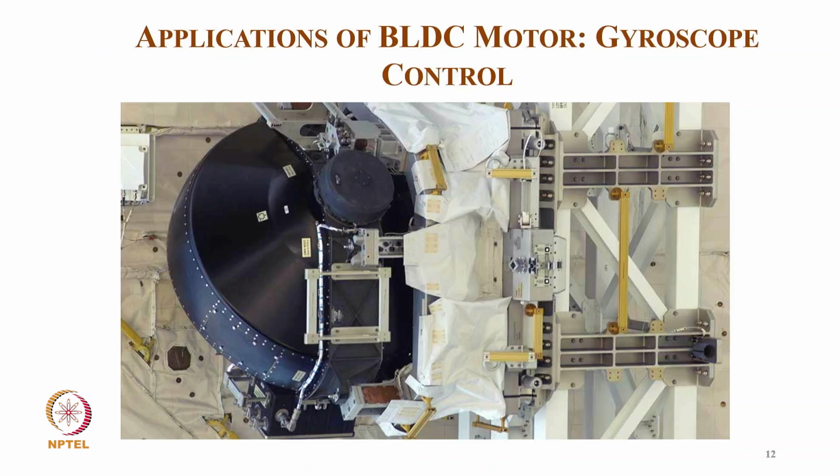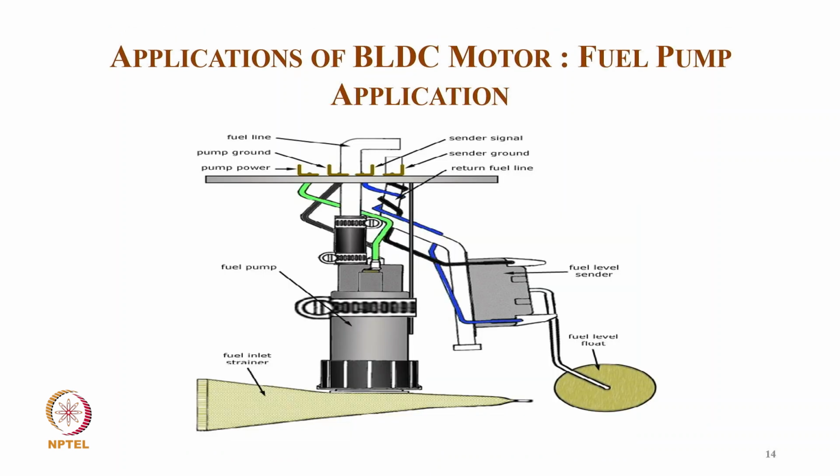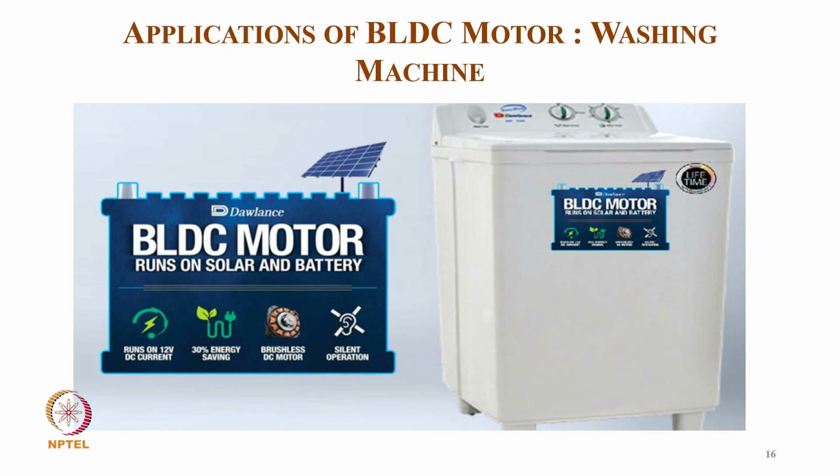Then application of BLDC motor for gyro control in the space industry, in satellites and many other applications of BLDC motor for robotic arm control, then application of brushless motor in fuel pump applications, and then applications of BLDC motor in different ceiling fans, like exhaust fan, ceiling fan. So typically with the remote control you can see how the ceiling fan works. In India itself around 60 to 70 lakh fans are manufactured every year. Around 6 million ceiling fans are manufactured by different industries.